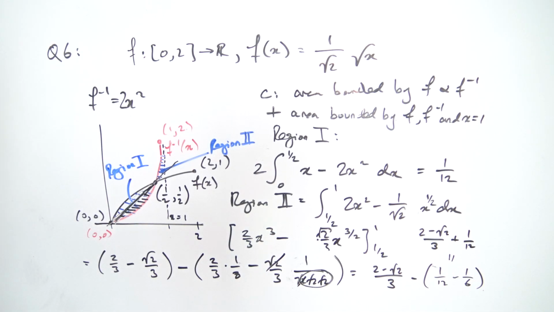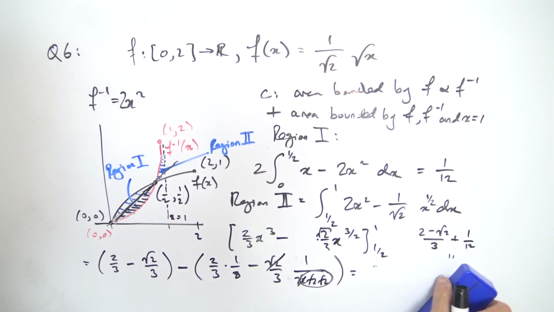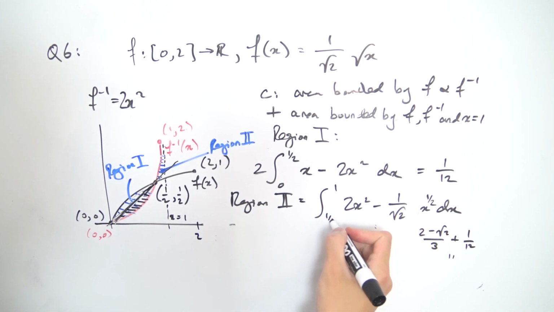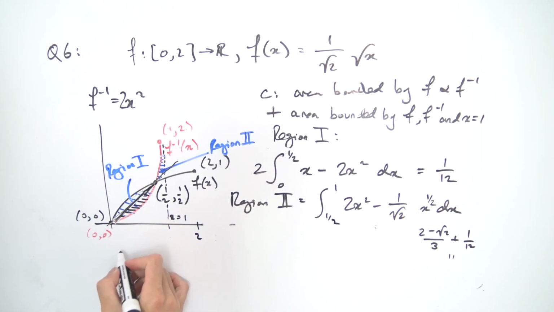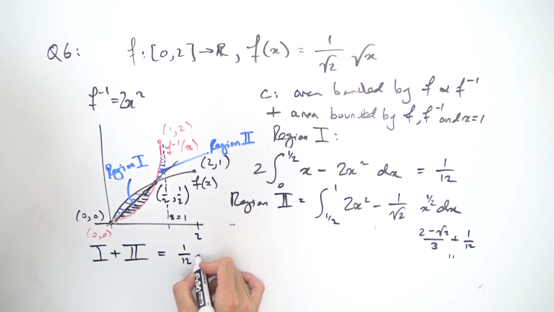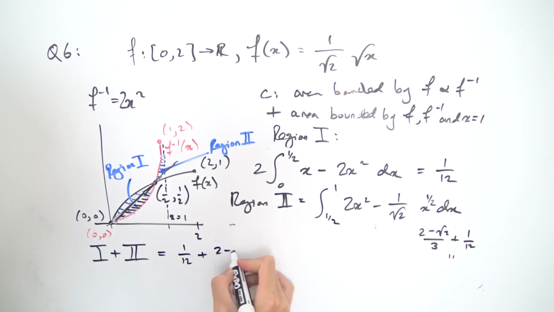Okay, so we found the area for region 2. Let's worry about all of this working out. And to find the total area, we just simply add those two together. So in the end, region 1 plus region 2 is equal to 1/12 plus 2 minus root 2 over 3 plus 1/12. But we want to combine everything together nicely, so let's multiply this fraction by 4 over 4.